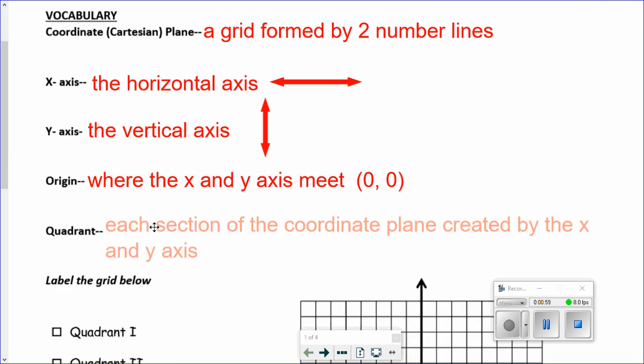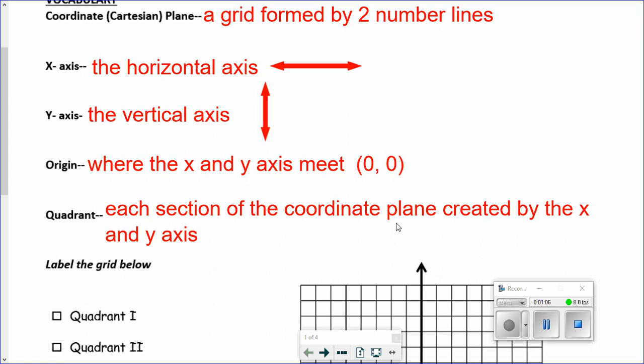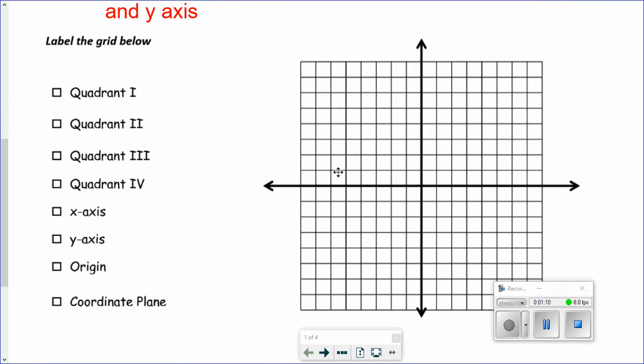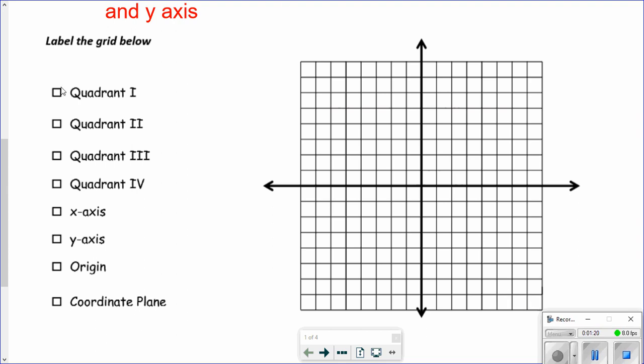A quadrant is each section of the coordinate plane created by the x and y axis. So now we're going to go ahead and label this coordinate plane with these vocab words so you know where to find them on the graph. Okay, so the whole thing is called a coordinate plane.